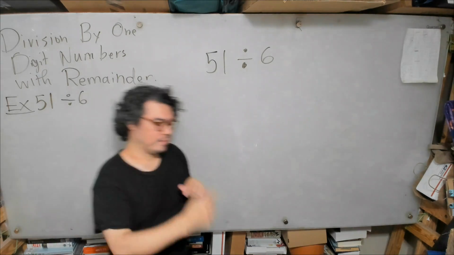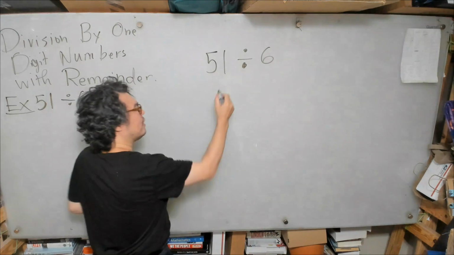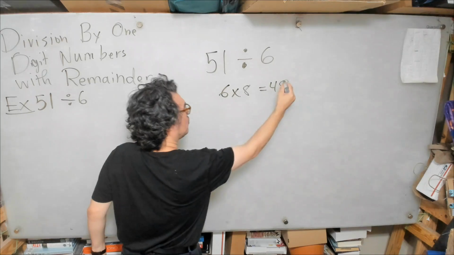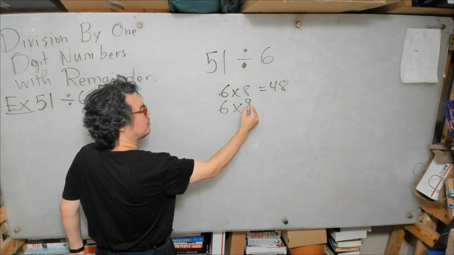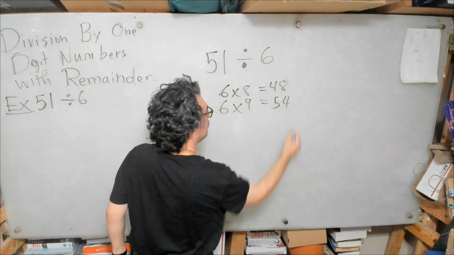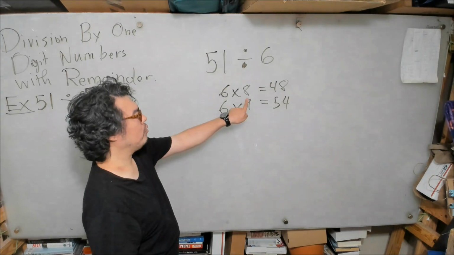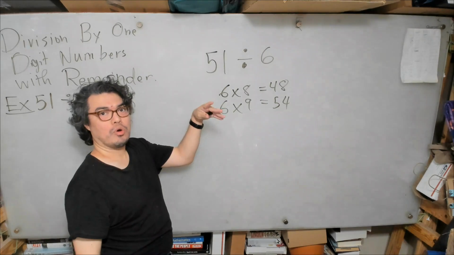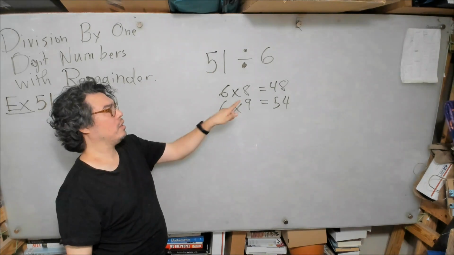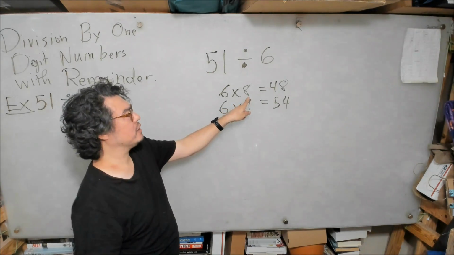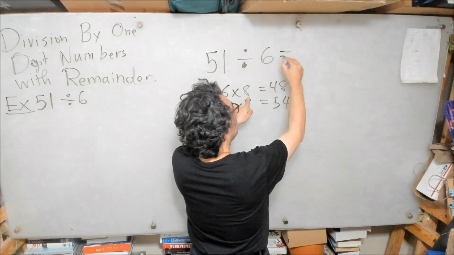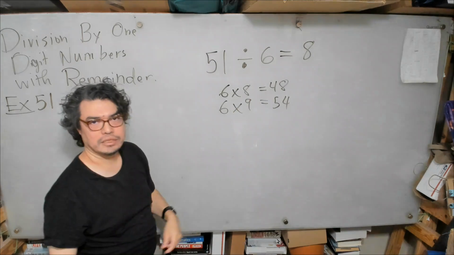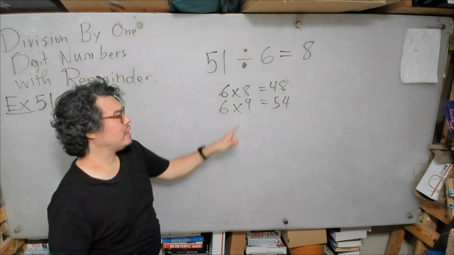So you see that? So we see that 6 times 8 is 48. 6 times 9 is 54. You see? So the biggest multiple of 6, which either equals 51 or which at least does not exceed 51, has to be the 8th multiple of 6. So we immediately can tell that our quotient is 8. Okay? Our quotient is 8.